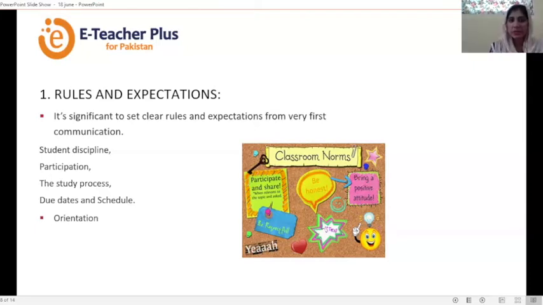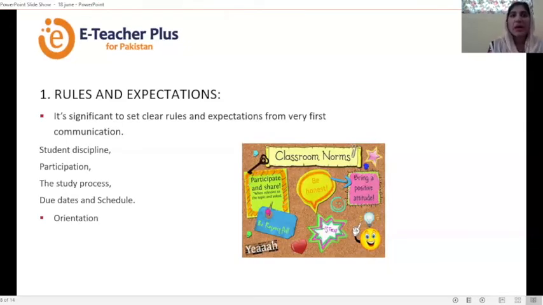Tell them their duties and responsibilities during the study process. And explain to them what language and expressions are acceptable in the class and which words are not standard and should be avoided in an online class.